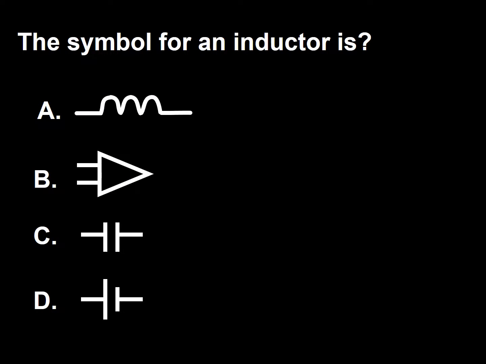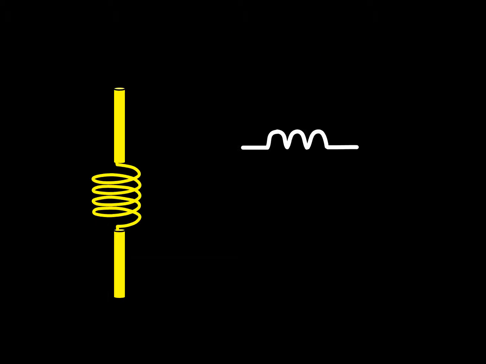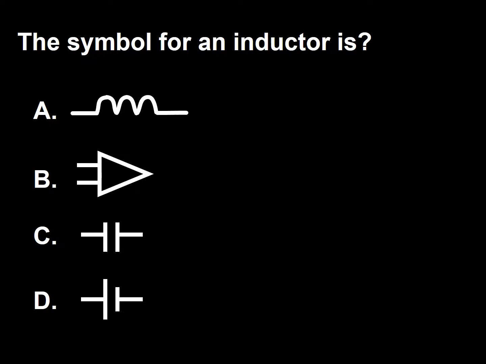Next question. The symbol for an inductor is A, B, C, D. The most used symbol for inductor is a straight line with multiple humps, but often inductors are represented by schematically drawing them as simplified coils. So the answer to this question is A.